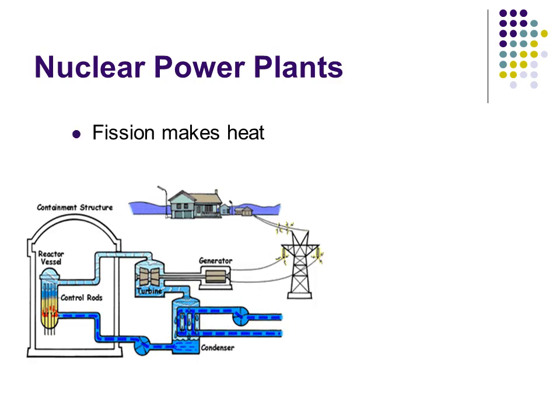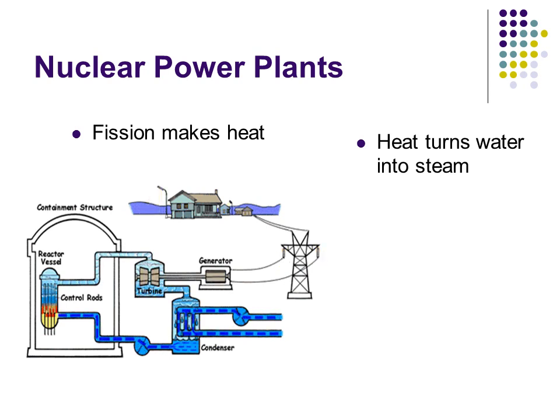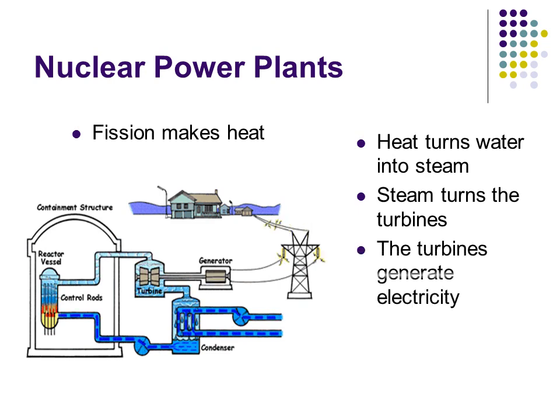So in a nuclear power plant, the fission is splitting an atom, which produces a lot of heat. That heat heats up the water to turn it into steam. The steam moves a magnet in a coil of wires to generate electricity.